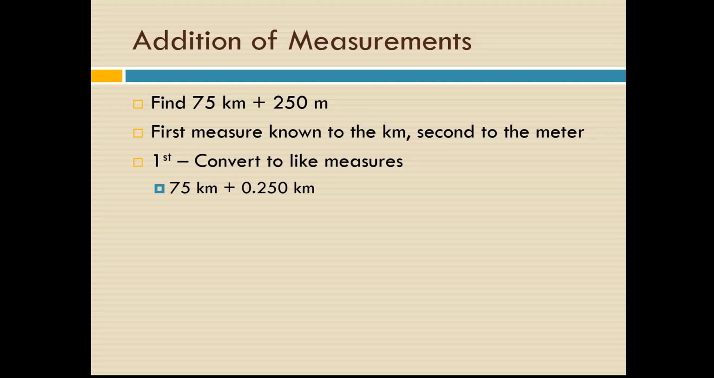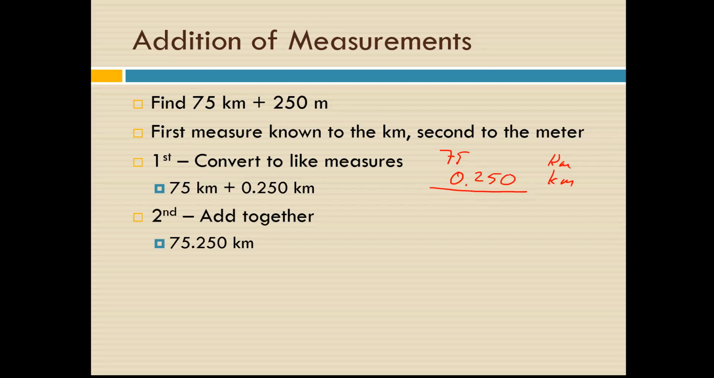Why will become obvious in a moment. First, we're going to convert everything into kilometers, and so we've got 75 kilometers plus 0.250 kilometers. Does that make sense so far? All right. Now, I'm going to go off to the side here and stack it. So there's 75 kilometers, and there's 0.250 kilometers. And the reason why will become obvious in a moment.